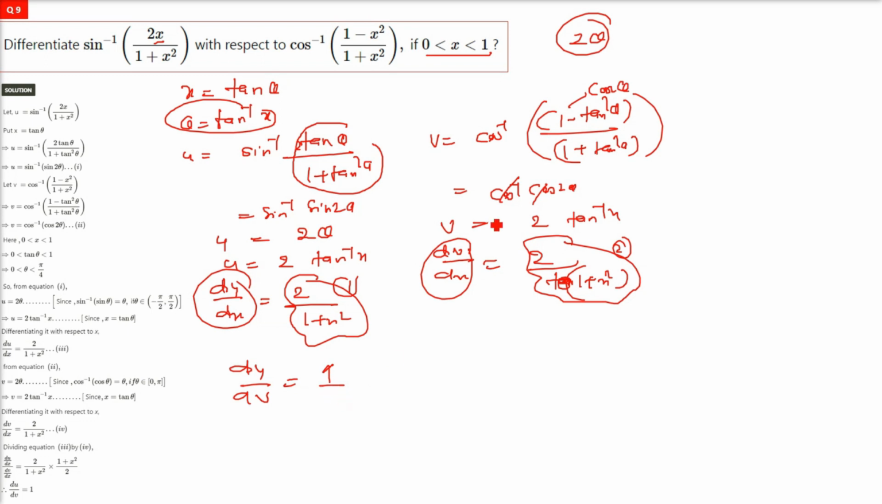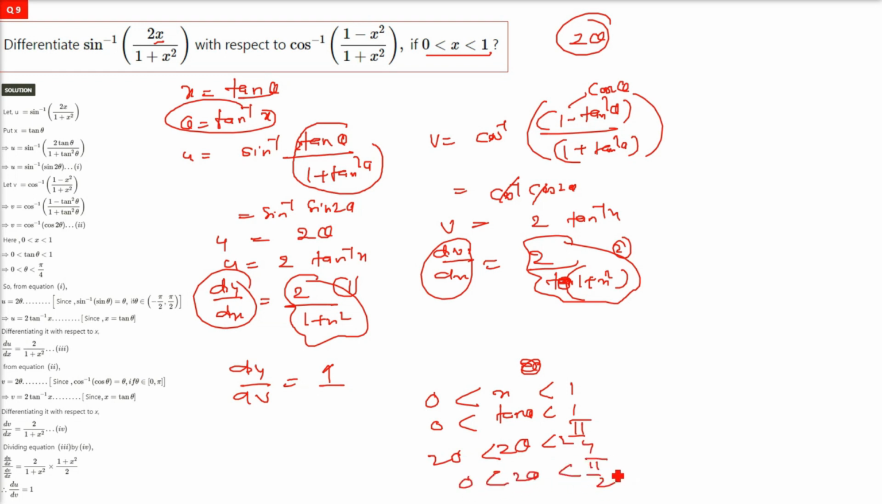This is your answer. Basically, x has to be between 0 and 1, and this x is tan theta. Tan theta has to be between 0 and 1. When we take the tan inverse, theta is going to be between 0 and pi by 4, multiplied by 2. So you get 0 and pi by 2 as the boundary or the periphery. So 2 theta has to be between this. Okay? That is true also.